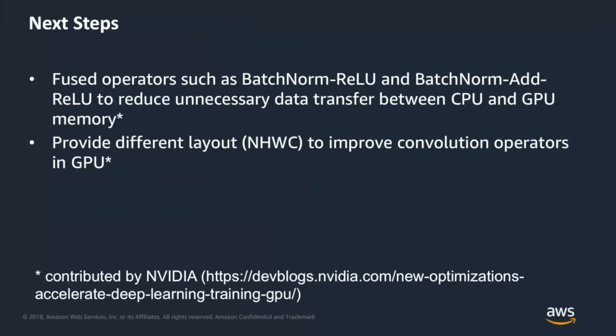So in the future we'll continue optimizing MXNet with Horovod. A few options. First, we can use fused operators such as batch norm ReLU and batch norm add ReLU to reduce the unnecessary data transfer between CPU and GPU. This is also proposed by NVIDIA engineers, and we are collaborating with them at this moment. The second one is that they provide a different layout. Instead of NCHW, they provide NHWC, which I think they claim runs faster on NVIDIA GPUs.